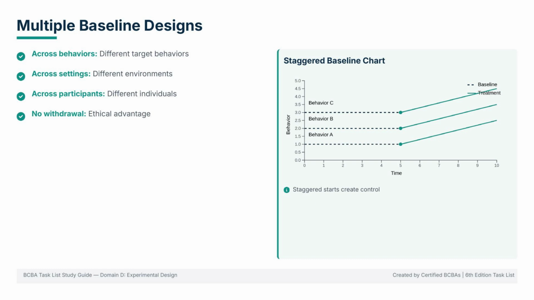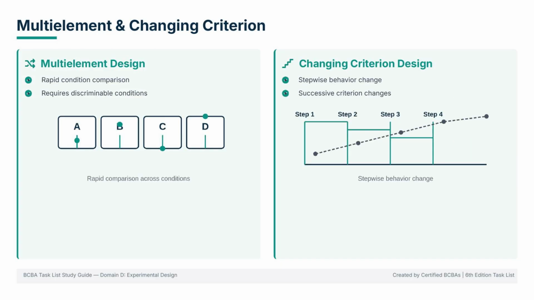This design is especially useful when it's not possible or ethical to remove the intervention. Let's take a closer look at two more important designs. First, the multi-element design. This design allows you to rapidly compare different conditions or treatments without withdrawing any interventions. It requires that the conditions be easily discriminable, meaning they must be distinct enough for the participant to understand which treatment they are receiving at any given time.